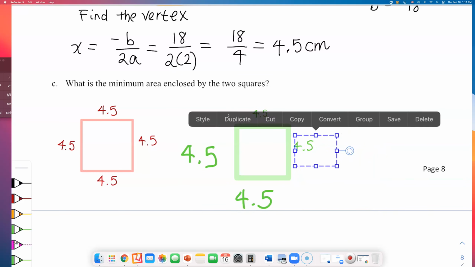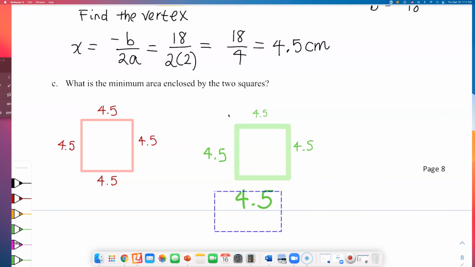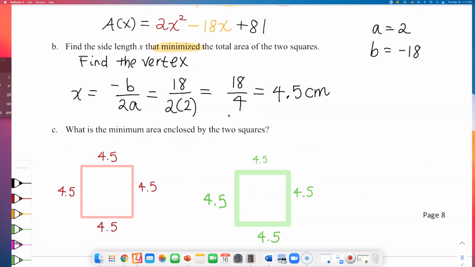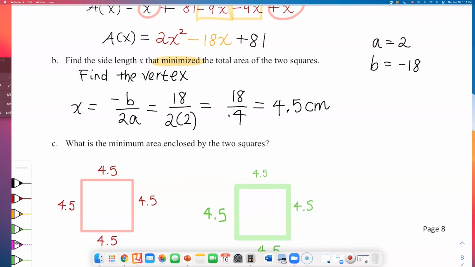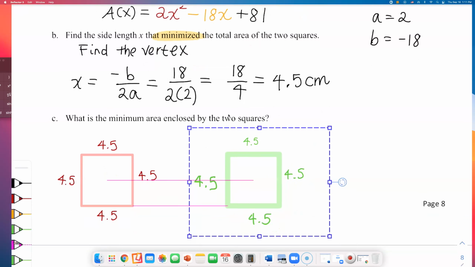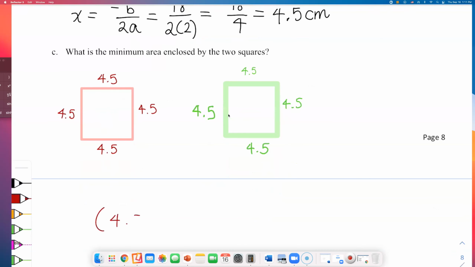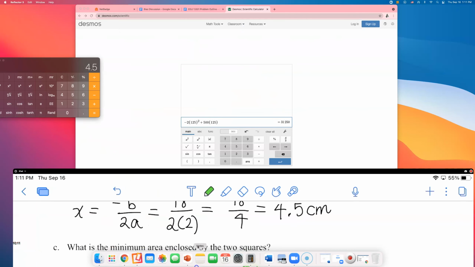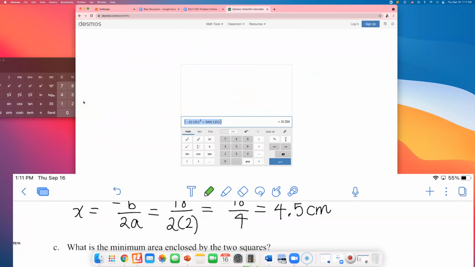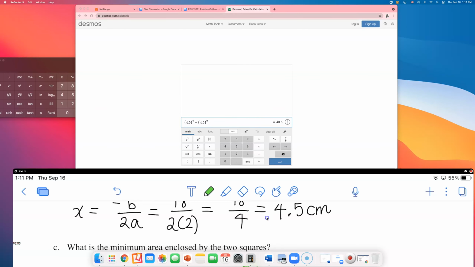So, okay, I bet they're gonna ask us for the total area now, right? So let's take a look. What is the minimum area enclosed by the two squares? We can do this using geometry, right? We can find the area of these squares. So the area of the squares are 4.5 squared plus another 4.5 squared. So I can tell that the minimum area has to be 40.5 square centimeters.